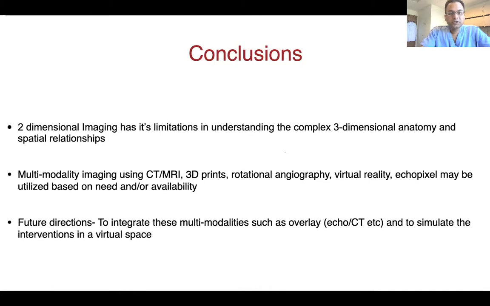So to conclude, two-dimensional imaging has its limitations in understanding the complex three-dimensional anatomy and spatial relationships. The use of multimodality imaging, either cardiac CT scans or MRIs, 3D prints, rotational angiography if you're coming to the cardiac cath lab, virtual reality and EcoPixel, may be utilized based on the need and availability. The future direction is to integrate these multimodalities, such as overlay echo and or CT images, and to simulate interventions in a virtual space.